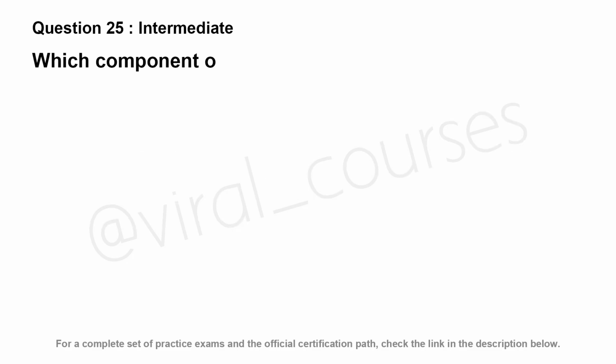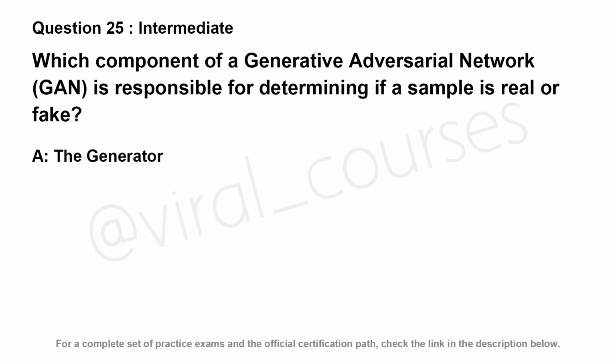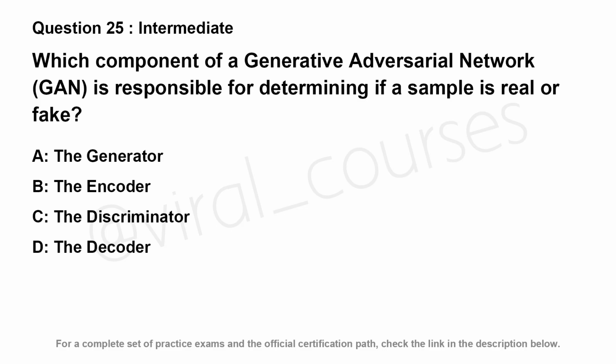Which component of a generative adversarial network, GAN, is responsible for determining if a sample is real or fake? Option A, the generator. Option B, the encoder. Option C, the discriminator. Option D, the decoder.